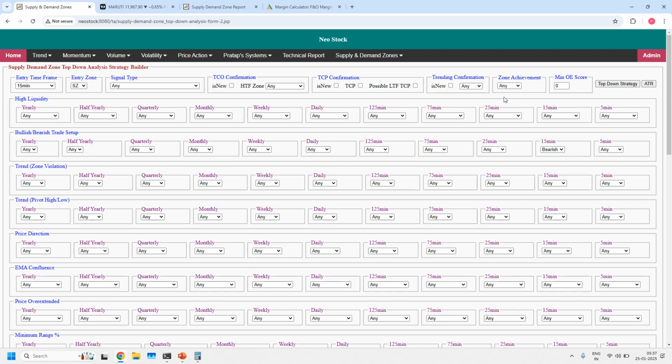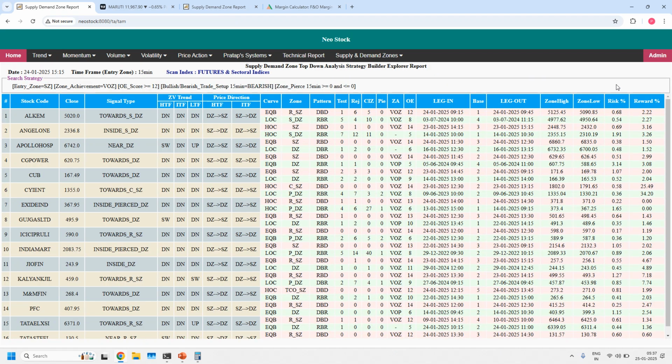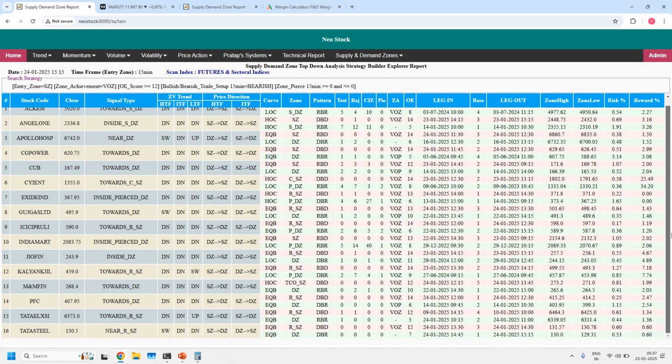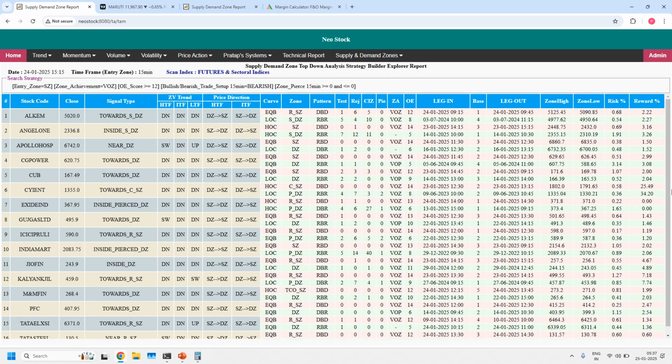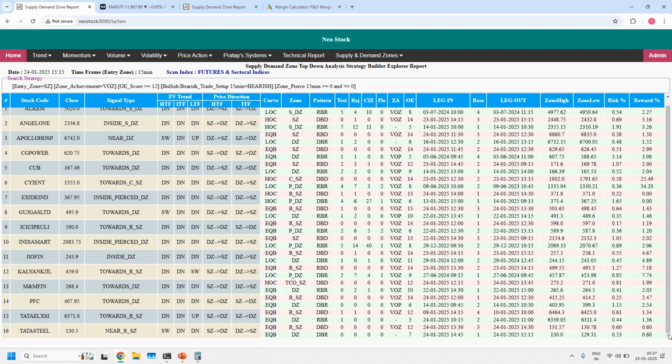Similarly, two more filters as per our checklist. One is the zone achievement should be violated opposing zone. Minimum odd enhancer score should be 12 minimum. And these two filters, apart from pierced zone, they are applied to 15-minute supply zone. With all these three filters, we got 16 stocks. First 15 stocks you are seeing in the report. Let me scroll the list down. Now you have got total 16 stocks. Now you can analyze these 16 stocks.